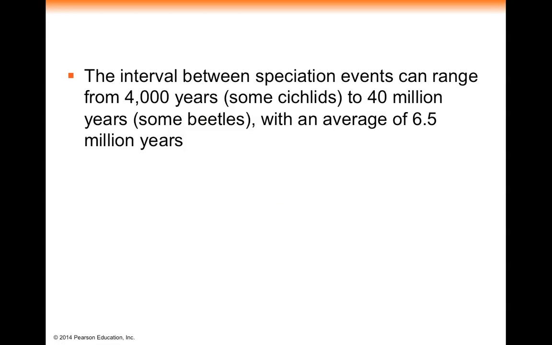So how long does it take for a speciation event to occur? In some taxa, it can occur relatively quickly, on the order of 4,000 years. In others, for example, some beetles, it can be very, very long between speciation events.